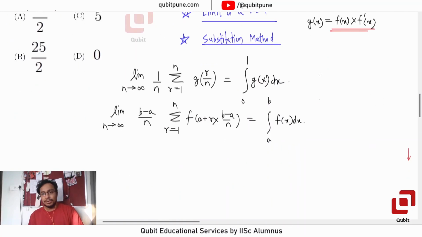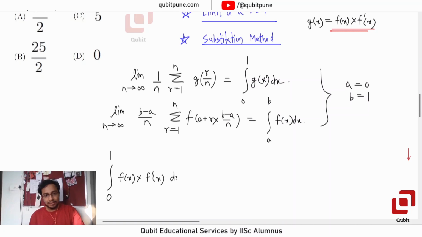Clearly a is equal to 0 and b is equal to 1. So a is 0 and b is 1 means b minus a is 1, a is 0, so that will be g(r/n) on this side and it's 1 upon n. Got it? Which means now you want it to be integral 0 to 1 f(x) into f'(x) dx. Why? Again invoke the change that we brought in. This is actually g: f(x) into f'(x) is actually g, isn't it?